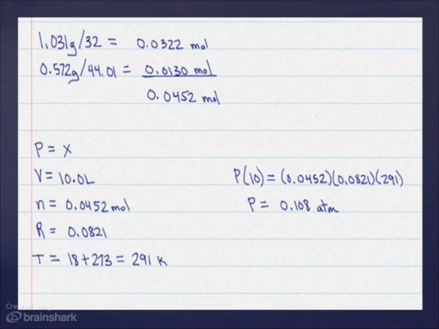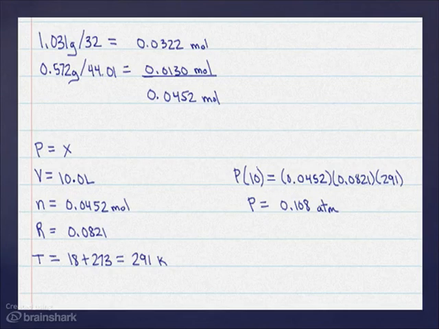Now there are different ways of doing this, but probably the easiest way is to take each of the gram amounts and convert those both to moles. The first one was 1.031 grams, and that was for O2. Divide that by the molar mass of O2, which is 32, and you end up with 0.0322 moles. Then take the other one, 0.572 grams of CO2, divide it by the molar mass of CO2, which is 44.01, and you end up with 0.0130 moles.